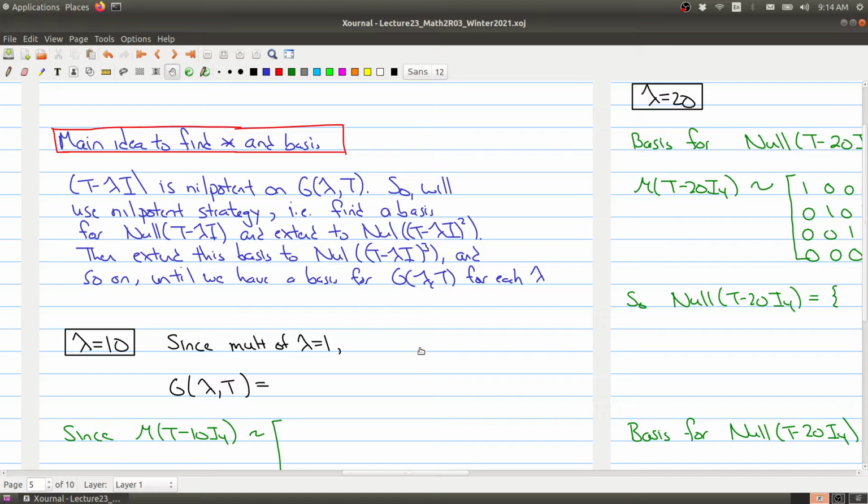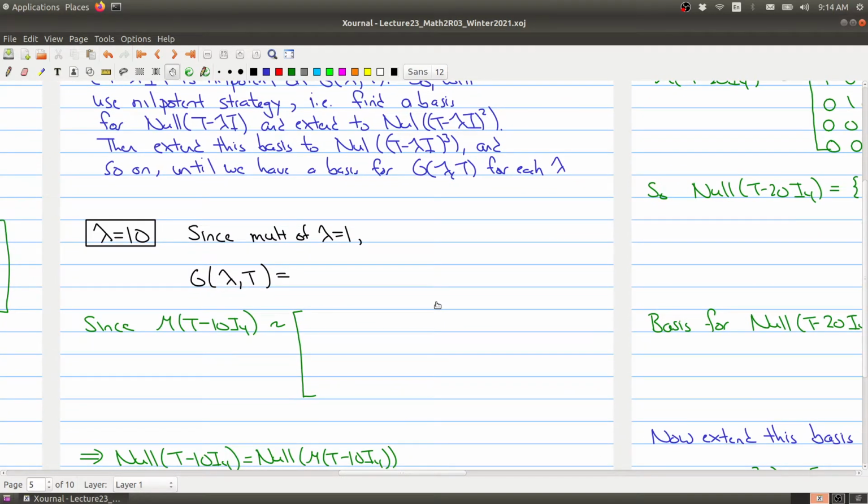So we'll start with lambda equals 10. Since the multiplicity of lambda equals 10 is equal to 1, we actually know in this case that the generalized eigenspace is equal to the eigenspace. And why do we know that? Well, we know that the left-hand side is dimension 1. We know that the eigenspace is always at least dimension 1, so they have to be the same thing.